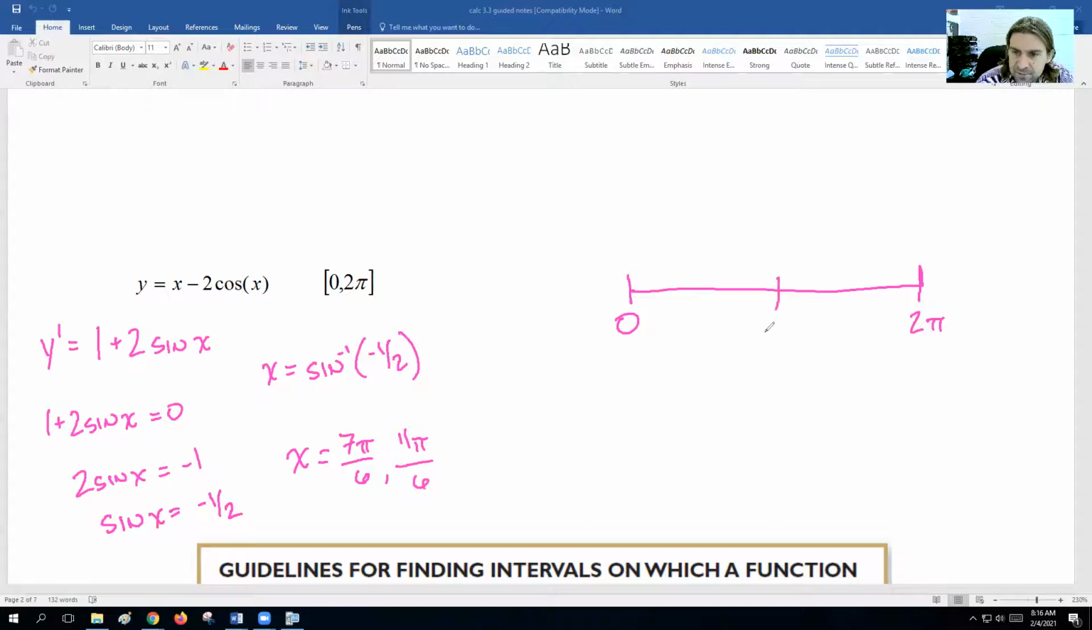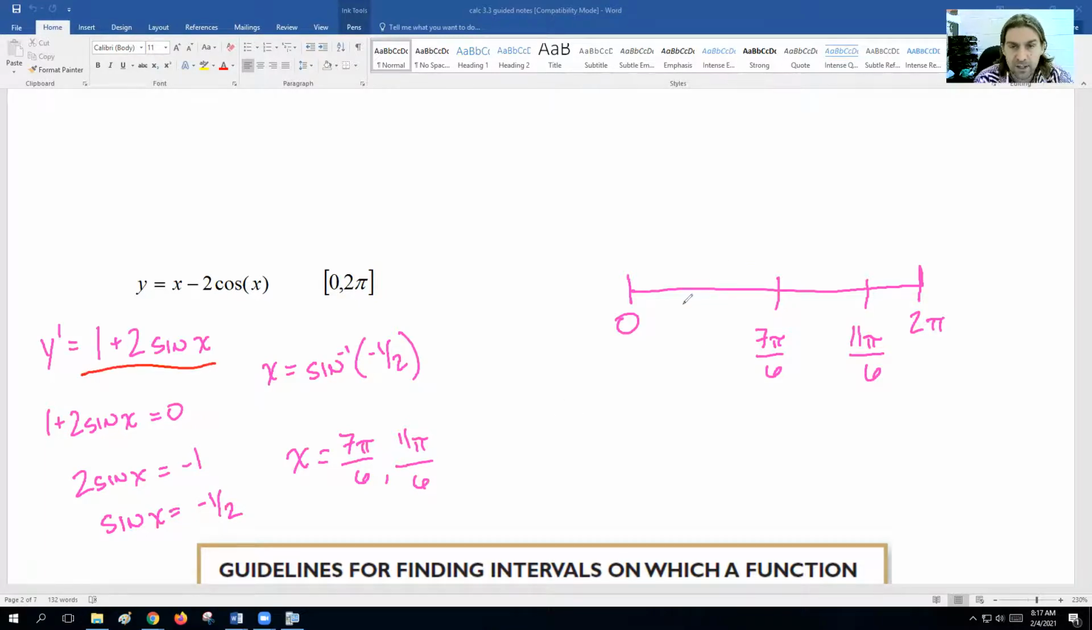All right, so we mark those on our chart here. There's 7 pi over 6. Now, we don't have to be super close with the units and distancing here, but we're just showing that it's going to go either up or down, then up or down, then up or down. So what we need to do now is take numbers and plug them into the derivative.